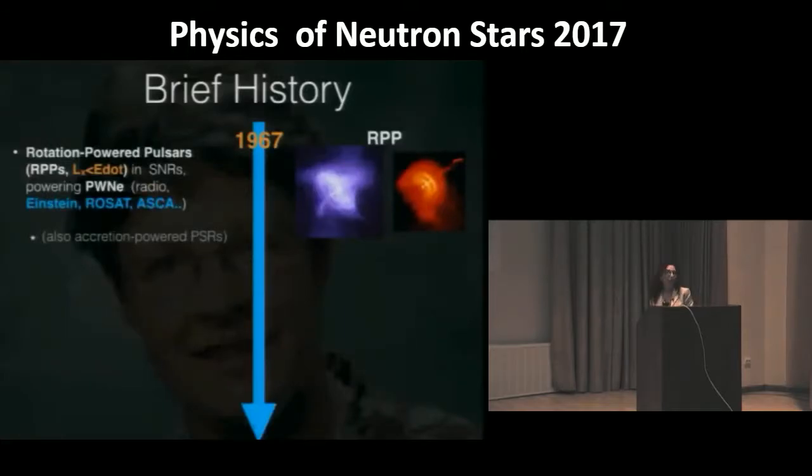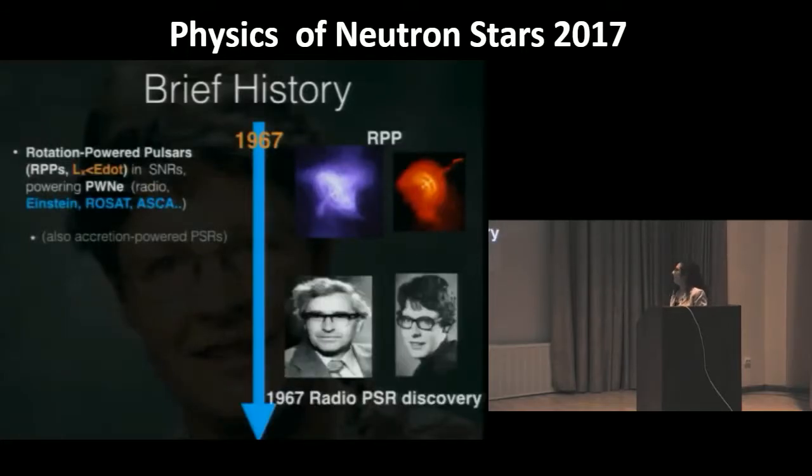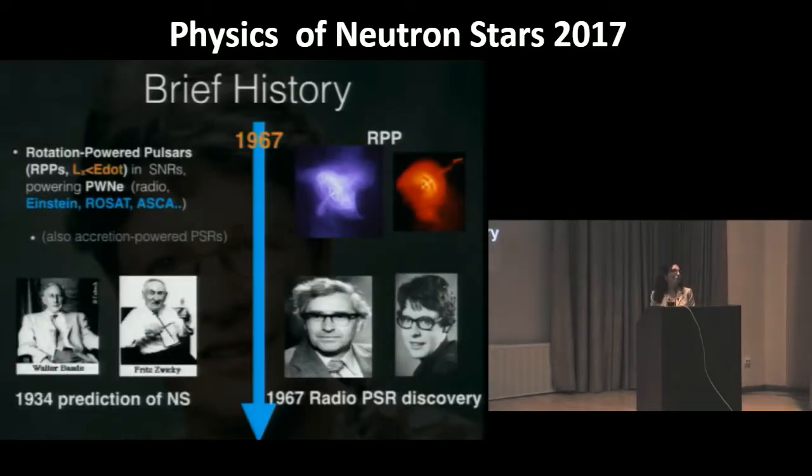So we all know that pulsars were discovered in 1967 in the radio by Jocelyn Bell and Anthony Hewish. And a year later, the Crab pulsar and the Vela pulsar were discovered in their respective SNRs, proving Baade and Zwicky's 1934 prediction that supernovae make neutron stars.